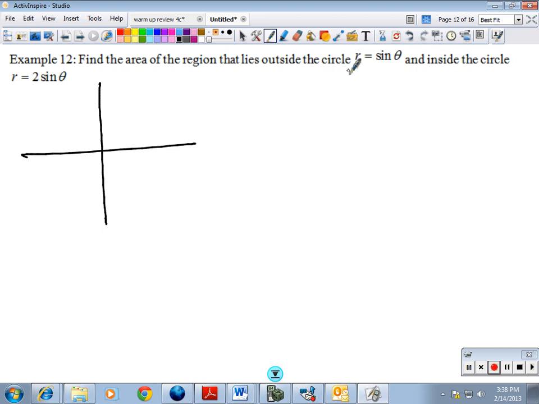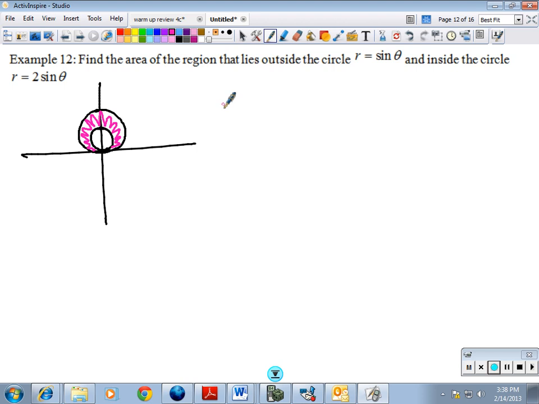Do a little sketch. r equals sine theta has a radius of 1, so it's just going to be a little circle here. 2 sine theta has a radius of 2. And I want outside the small circle, inside this large circle, so I want this area.